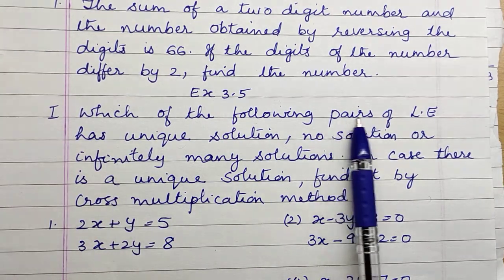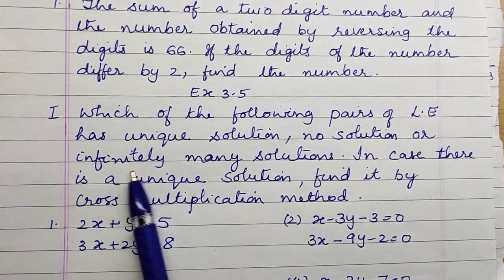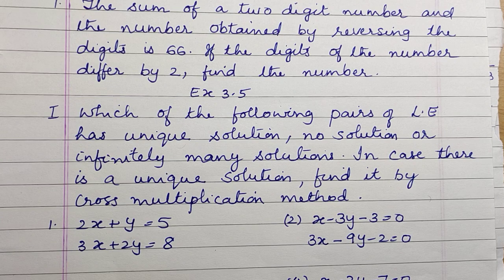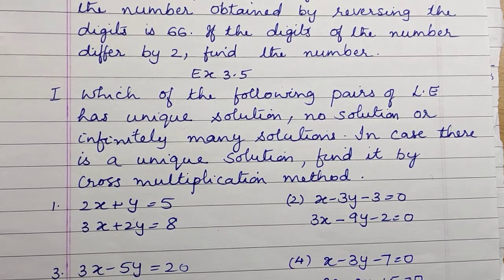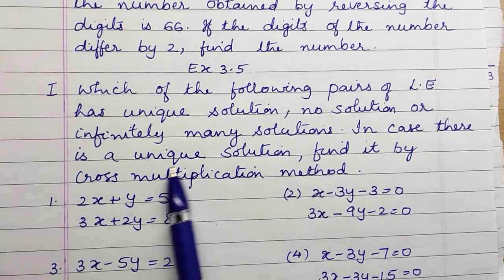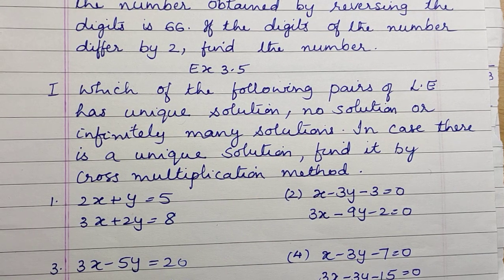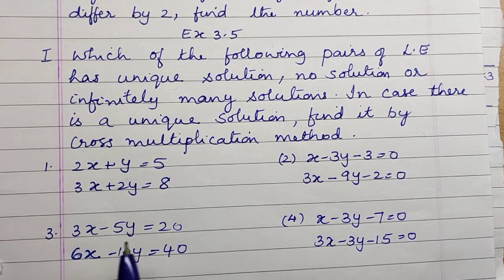First main: which of the following pairs of linear equations has a unique solution, no solution or infinitely many solutions? Remember video 1's conditions. From that you can use a1 by a2, b1 by b2, c1 by c2. From that you can find how many solutions are there. Do that, and if it is a unique solution, you try the cross multiplication method. If you are not getting it also, don't worry. In the next video, one more sum I will show you.